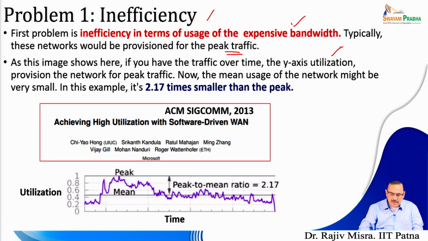So, what you see here is that if you provision the network only for the peak traffic, most of the time the peak to mean ratio is only 2.17 times. That will be a wastage of network resources when provisioning based on the peak traffic. That accounts for inefficiency in the design of the wide area network. Therefore, achieving high utilization with the software defined wide area network was the theme of the paper published by Microsoft on designing inter data center networking at Microsoft.